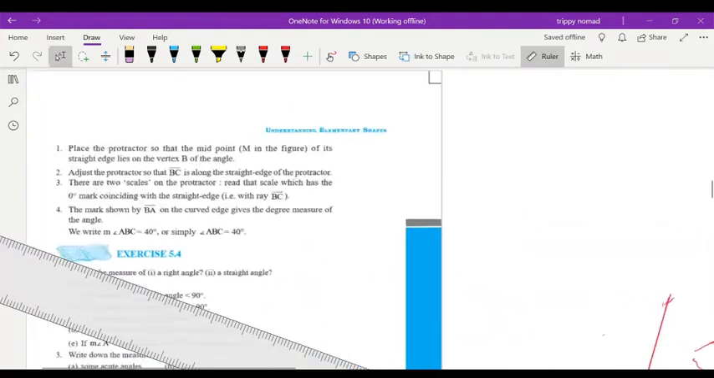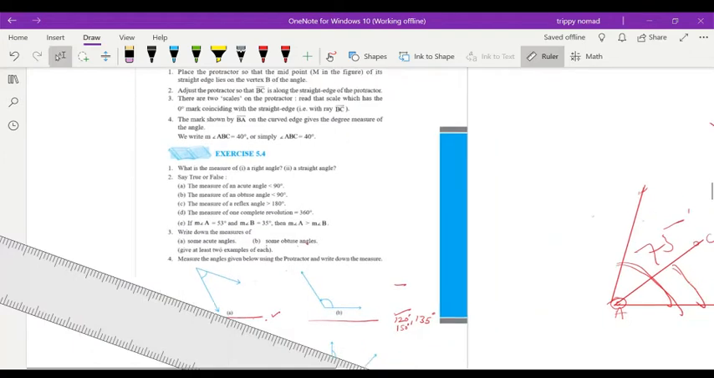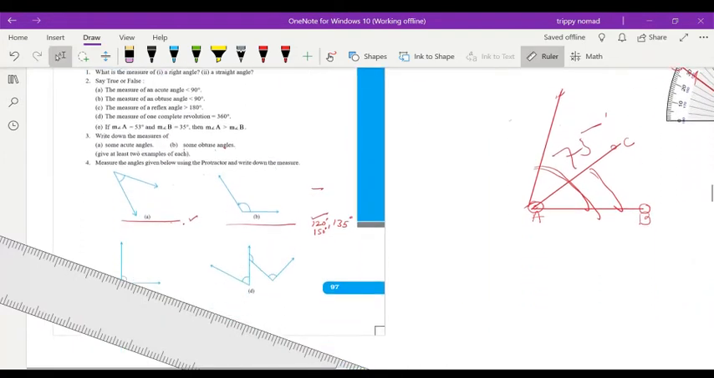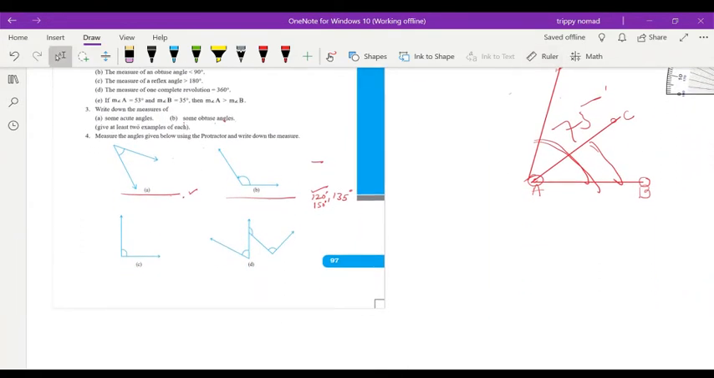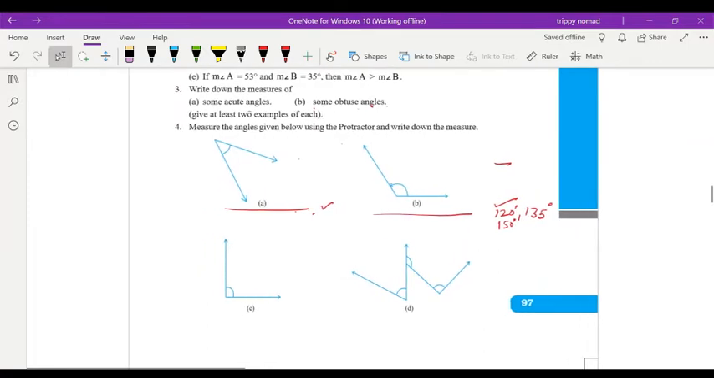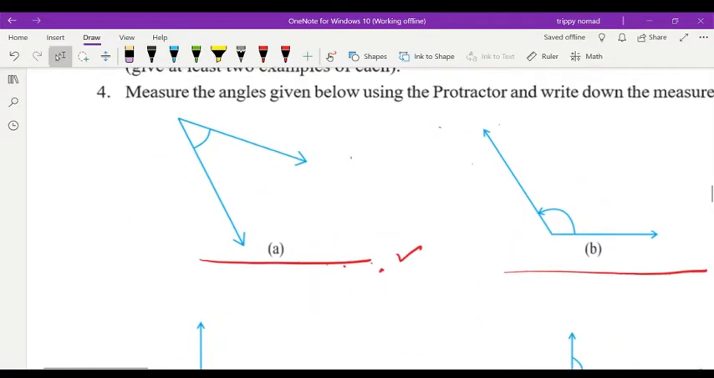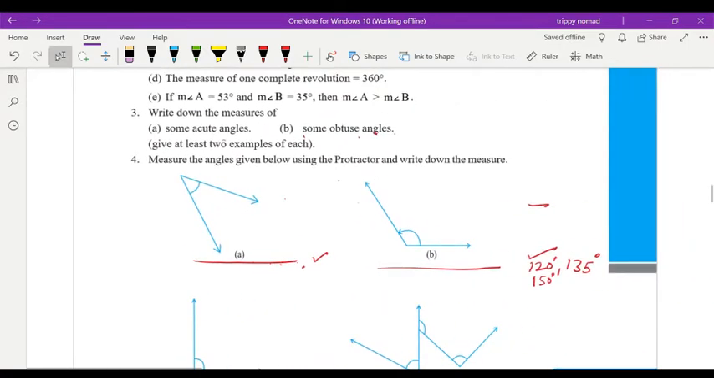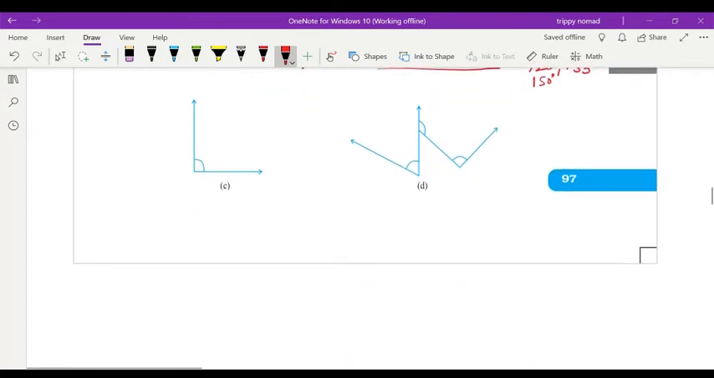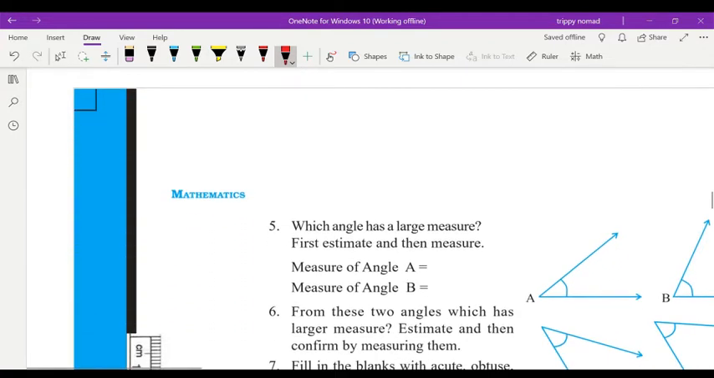Now in your textbook, the questions asked, you can do yourself. Now I am going to start with the remaining parts of sums. Measure the angle given below using protractor and write down the measure. Now you can do yourself, children. I explained to you how to measure. Here you have to measure this one, that one, or this one also.